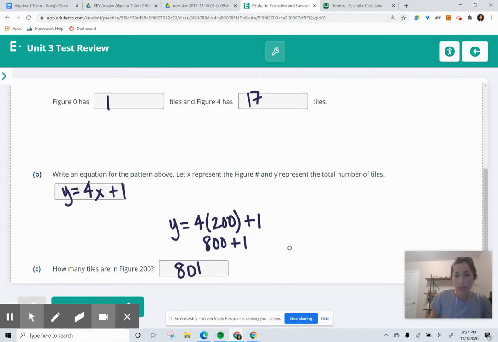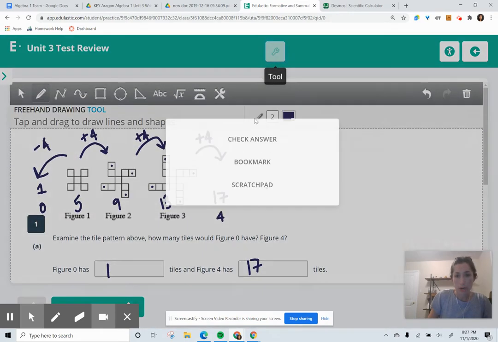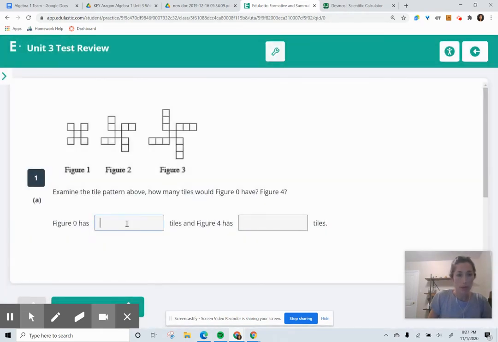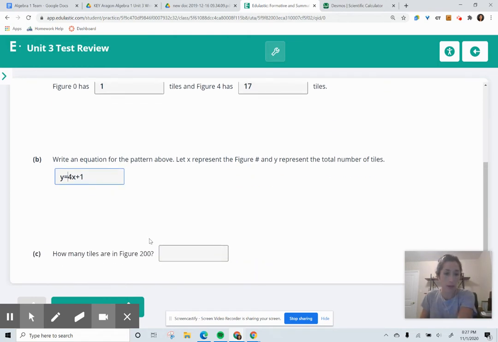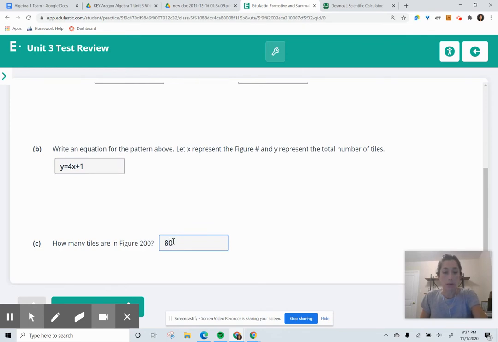So when you're typing in your answers, I'll just go out of the scratch pad now. So we had, okay, figure 0, that was 1. And then we had 17. We're writing our equation, so that's y equals 4x plus 1. Multiple variations of this will be accepted. If you had some spaces in between that, that's also fine. And then we would just type in 801.